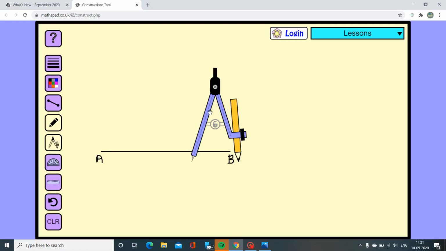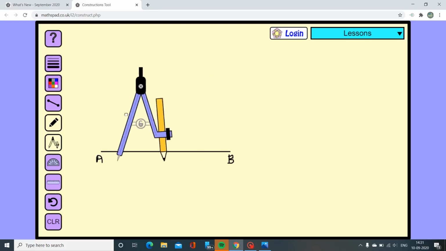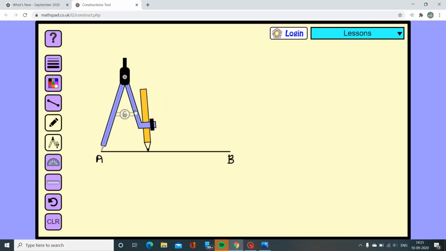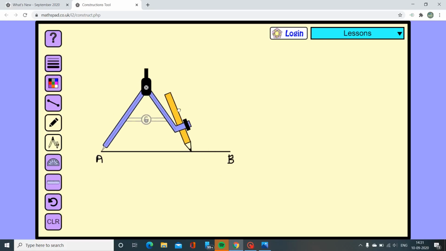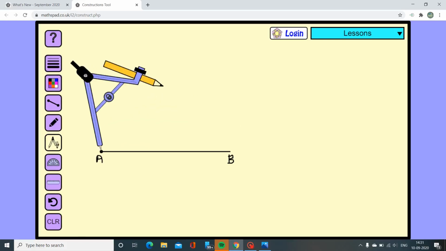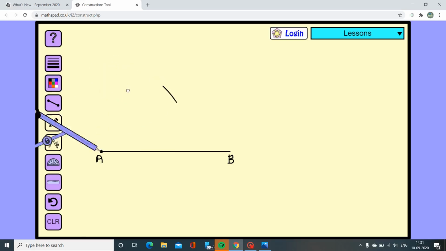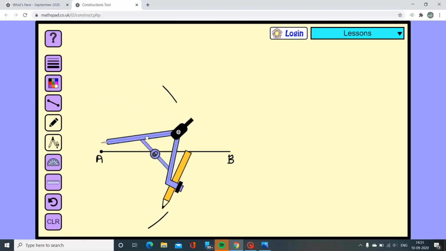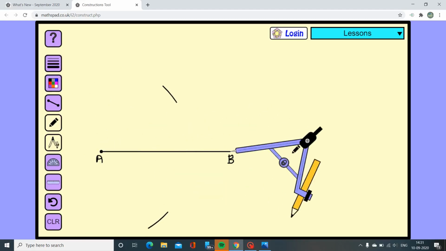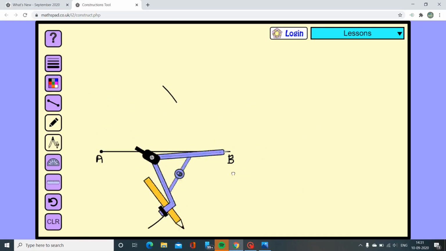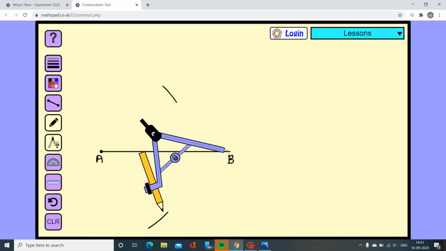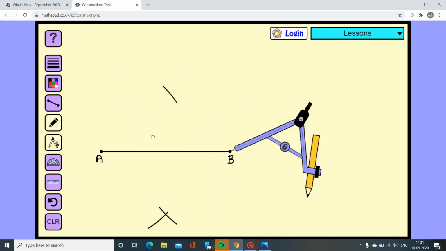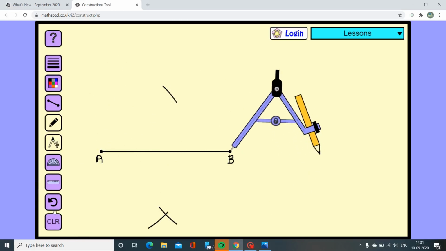Next, take a compass and keep the compass tip at the point A. Measure more than half of the length. Cut an arc above and below the line. Next, with the same measurement at the point B, cut another arc above and below the line.